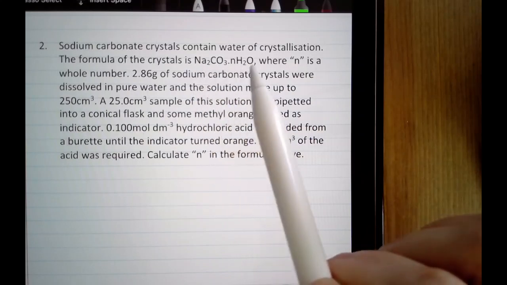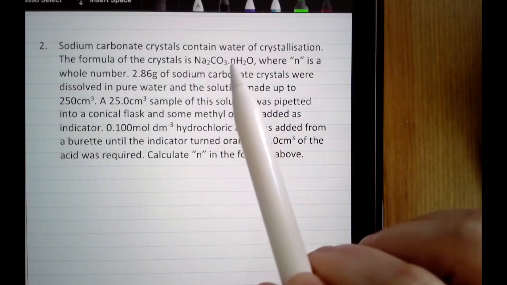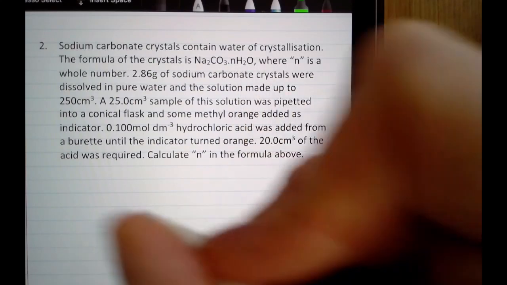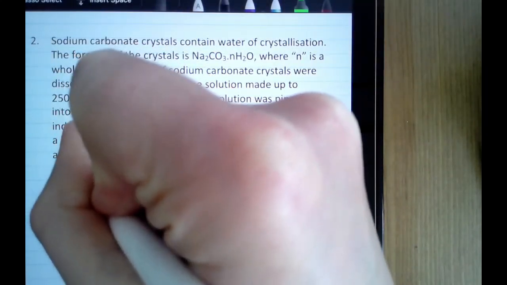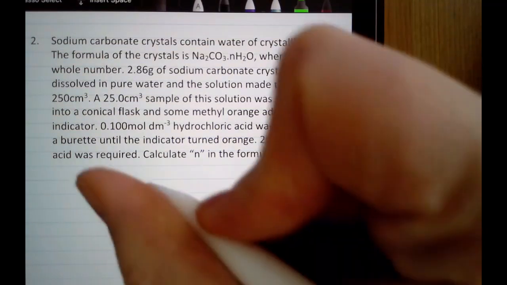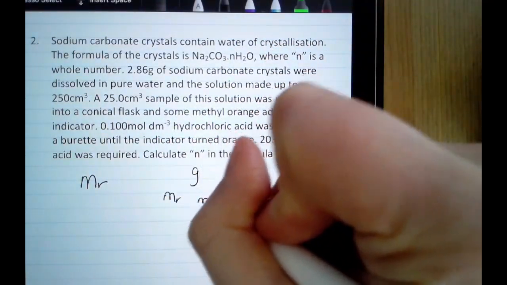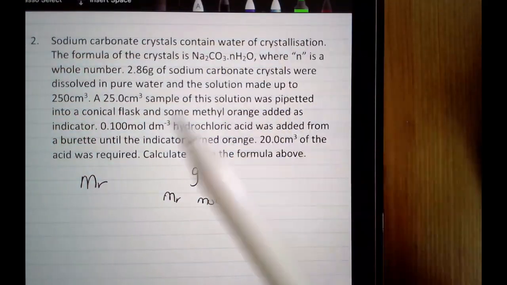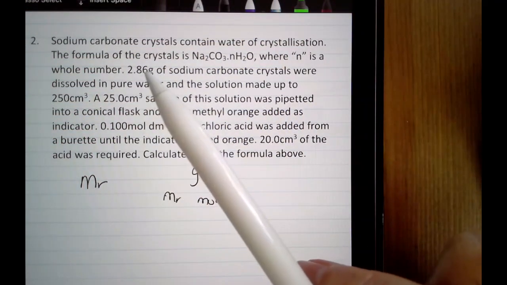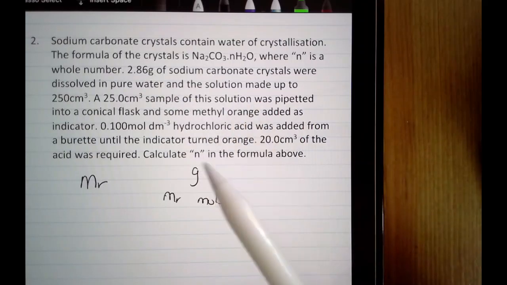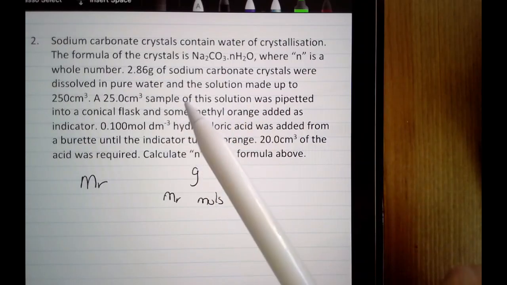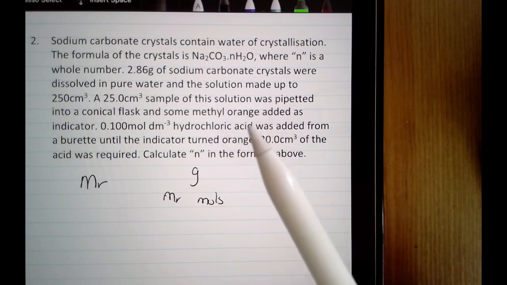So you've got this hydrated sodium carbonate. You're trying to work out what N is. In other words, how many molecules of water are attached. And if I want to work out an unknown, I'm going to work out my relative formula mass. And if I want to work out relative formula mass, I need to use my g, Mr, moles triangle. Again, I've already got g there in the question, and I'm going to use this titration information to work out moles. Again, the titration information is typically at the end of the question, so it's at the end of the question that I'm going to start.